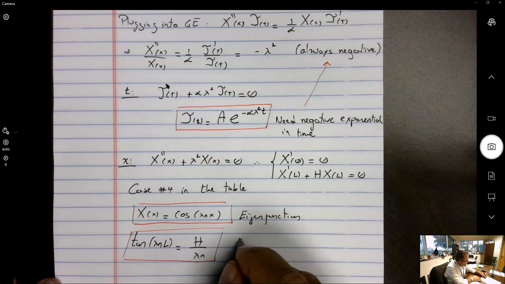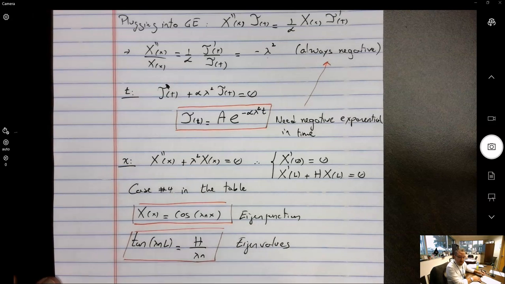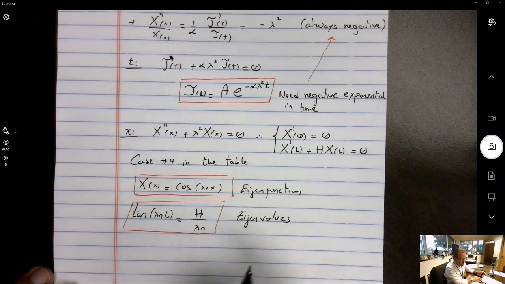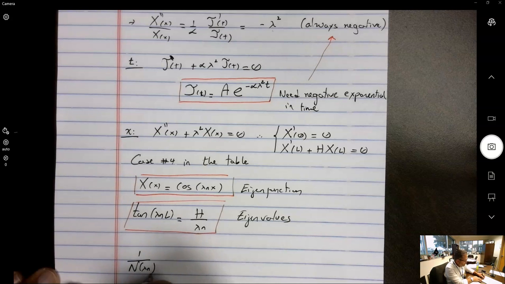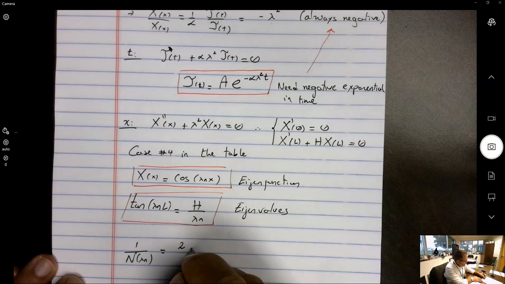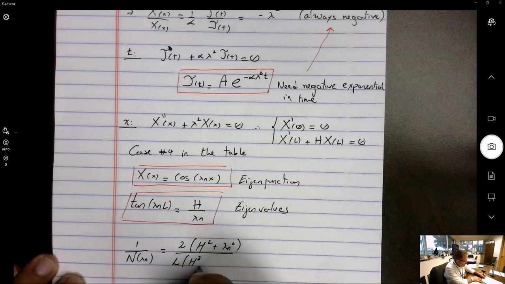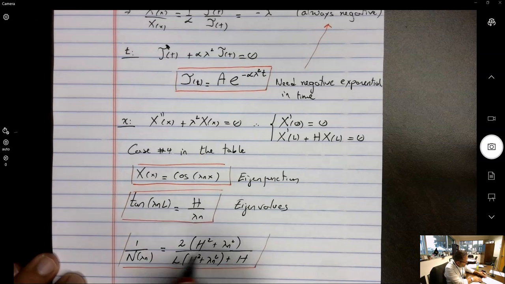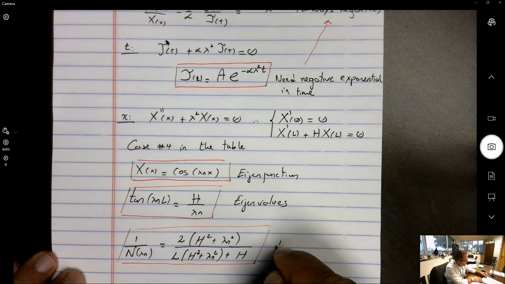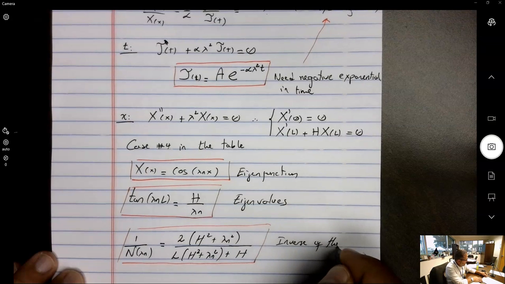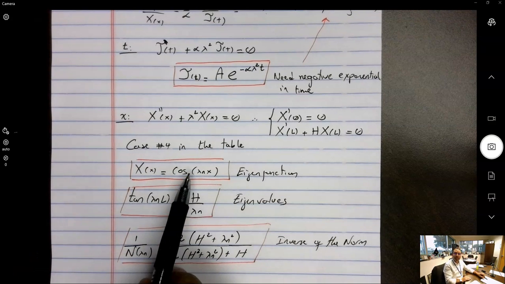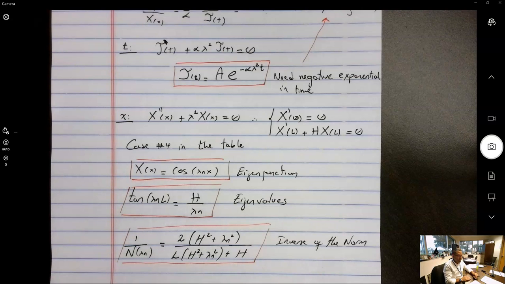So the eigenvalues, you can see those are implicit. That equation is not solvable, so you have to solve it by iteration like we showed in class. And the inverse of the norm from the table, because we always need the inverse, is 2h squared plus lambda n squared divided by L, h squared plus lambda n squared plus h. So this is the norm, the inverse of the norm. And the norm is essentially the integral of the eigenfunction square, and that will give you this.